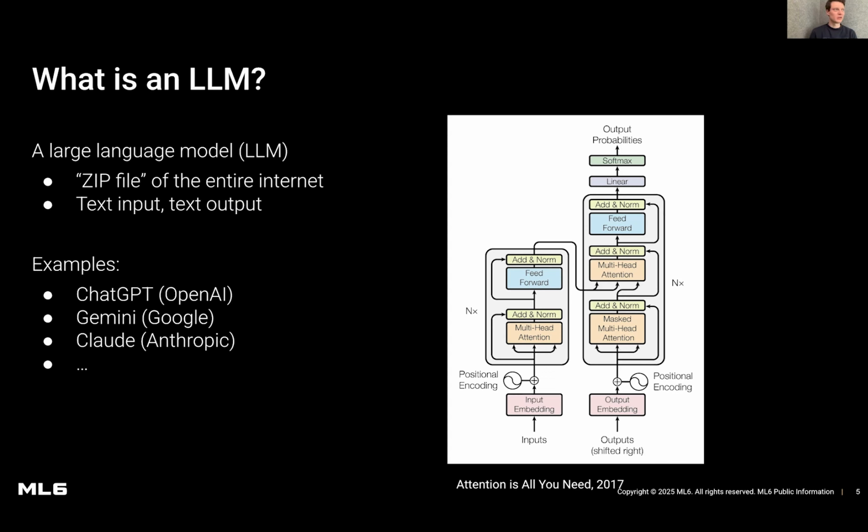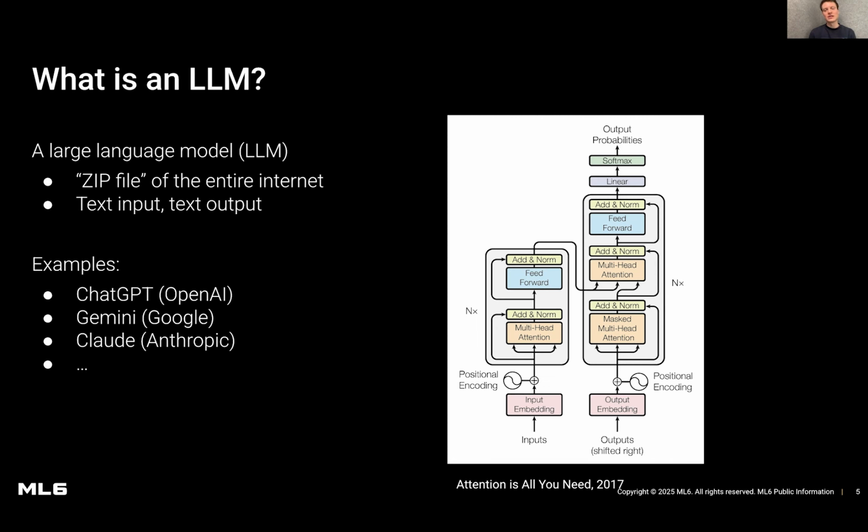So what is a large language model, or LLM for short? It's basically a zip file, or a sort of a compression of the entire internet, because these models are trained on basically all text that has ever been written on the World Wide Web. And so these models, let's assume for simplicity that they take text as an input and they produce text as an output. So the most famous example of an LLM is of course ChatGPT by OpenAI. But there are other LLMs as well, like for example Google has their own LLM series called Gemini. Anthropic is another company competing with OpenAI and Google, and they have their own LLM called Claude, and so on.